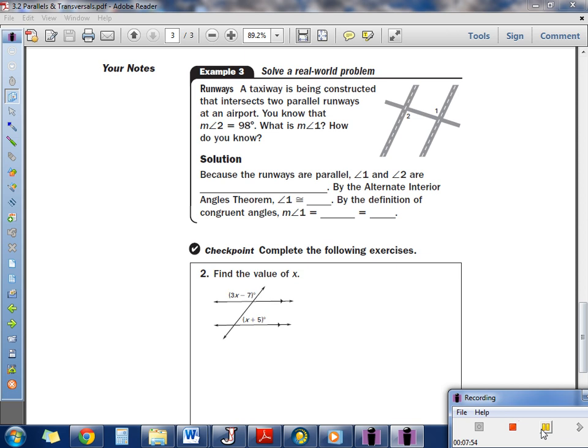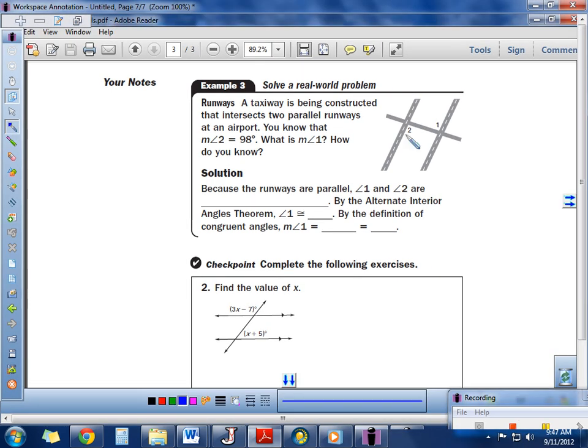And this next one's a pretty practical example. It should make sense to you. It says a taxiway is being constructed that intersects two parallel runways. So they're talking about an airport. You know that angle number 2 is 98 degrees. I would definitely write that in there. Right, angle 2 is 98. So this one is 98 degrees. What is the measure of angle 1 and how do you know?